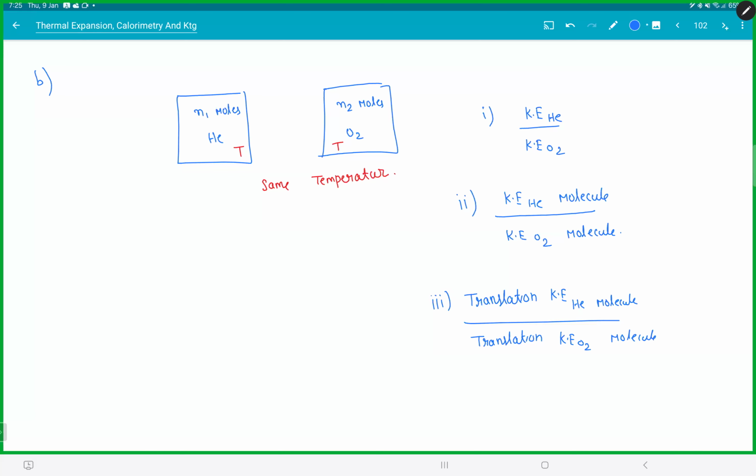What is the first one? So the kinetic energy of a gas is F by 2 nRT. You said temperature is the same, so this is proportional to F times N. So this is 3 N1 by 5 N2. Make sense? For the second one, you are asking for the kinetic energy of a molecule. So the kinetic energy of a molecule is F by 2 kT. Number of moles won't come, so it is proportional to only the degrees of freedom. 3:5.